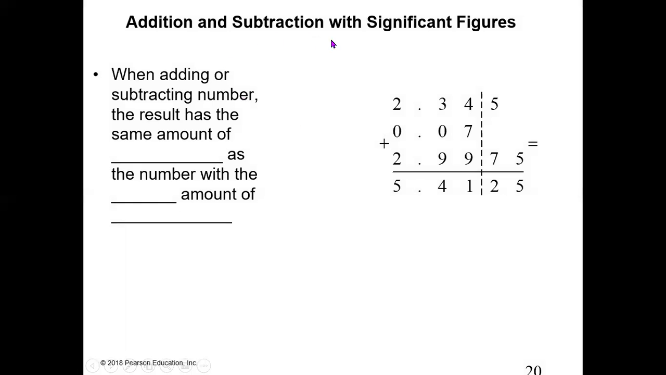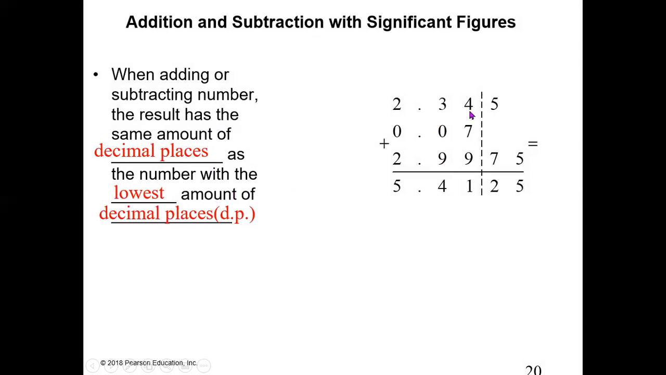When you do addition and subtraction with significant figures, the result has the same number of decimal places as the number with the lowest number of decimal places. Okay, so here we have 3 numbers adding.